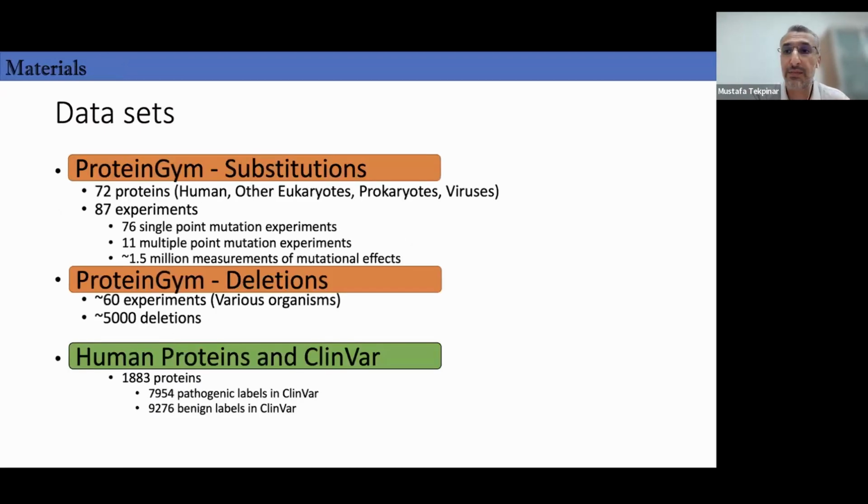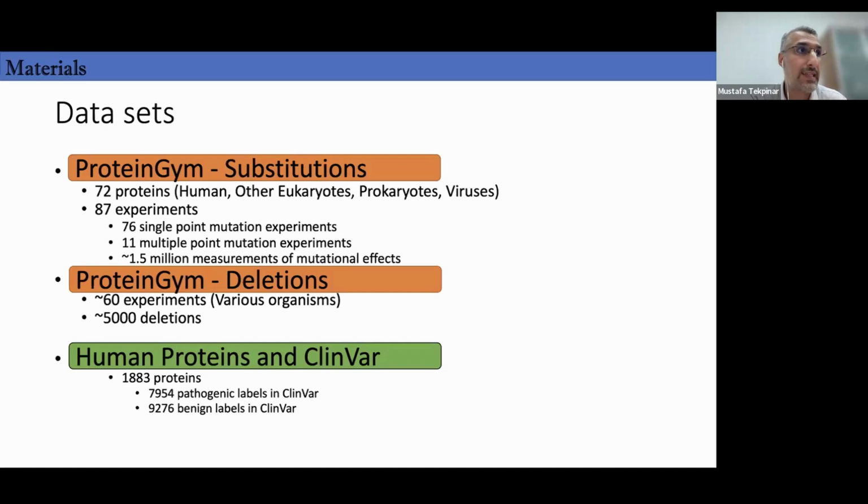The data set that we used is quite well known actually. For substitutions, we used version 0.1 of substitutions in protein gene. It had 72 proteins from various organisms: human, other eukaryotes, prokaryotes, and viruses as well. In total, there were 87 experiments, 76 of them were single point mutations, and 11 of them were multiple point mutations. And in total, we had about 1.5 million measurements.